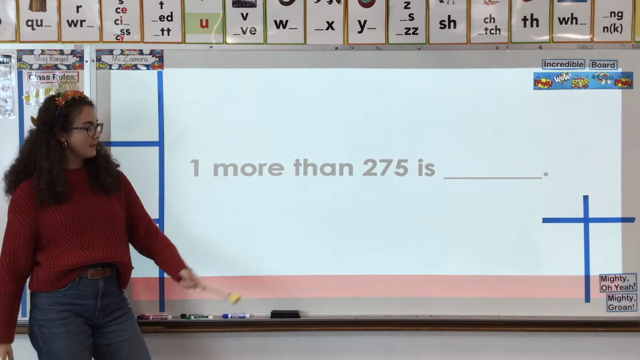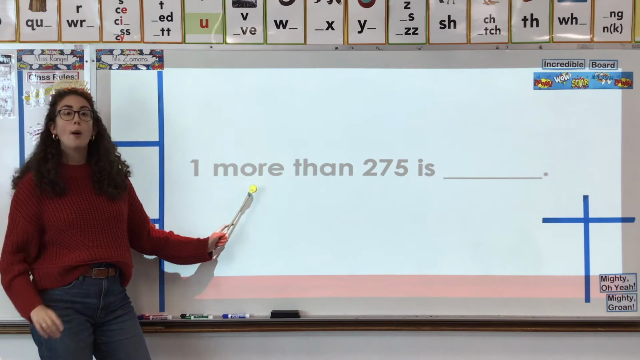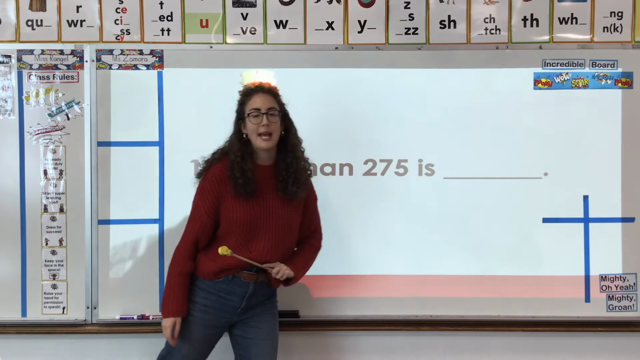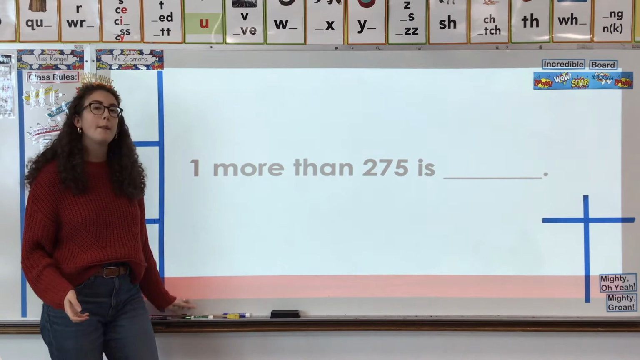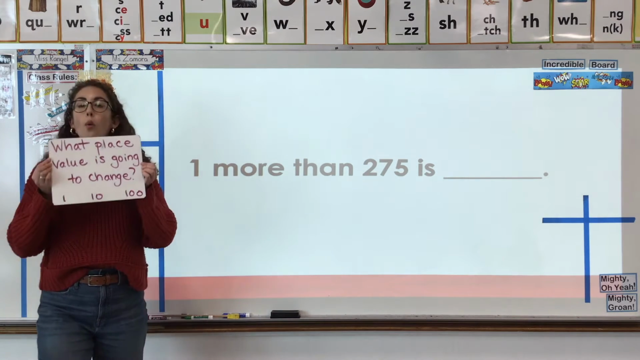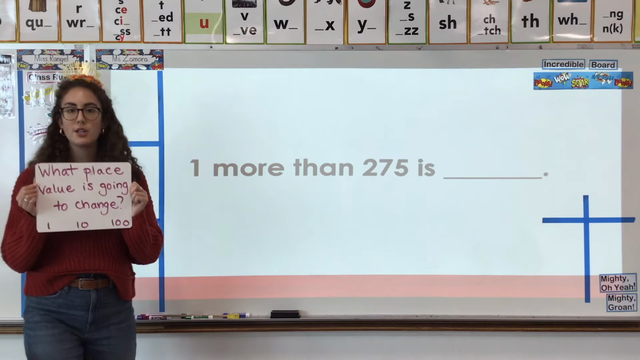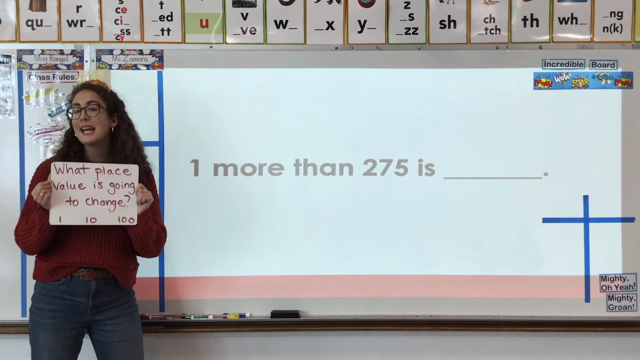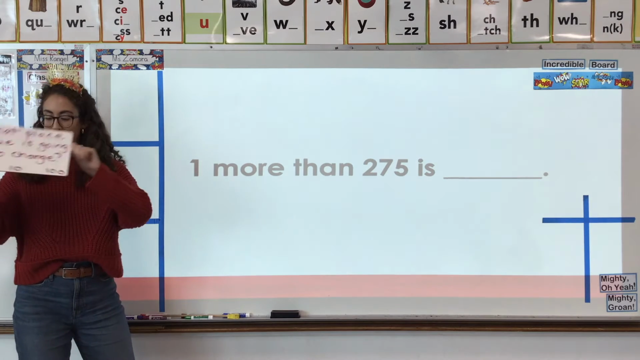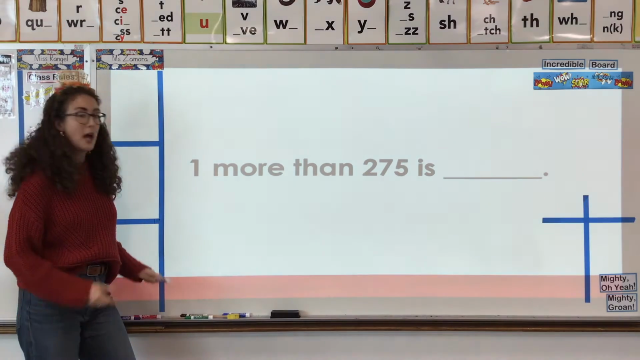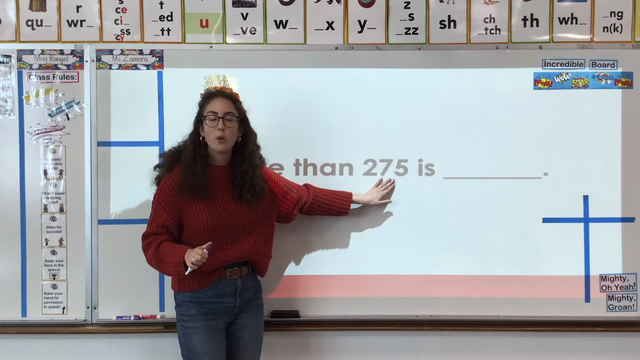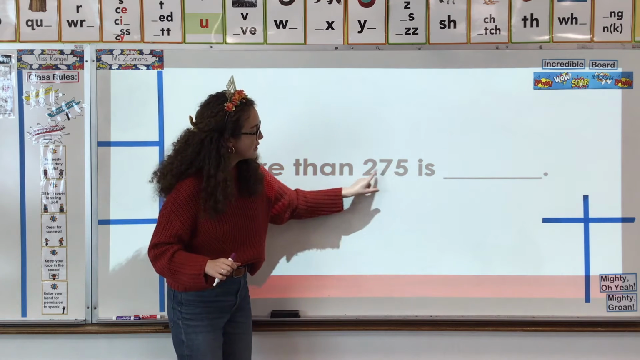Okay, can you read this with me? It says, 1 more than 275 is blank. So that's our job. What is 1 more than? Based off this number sentence, what place value is going to change? This is telling us that what place value is going to change? The 1s, 10s, or 100s? The 1s place, of course, the 1s place is going to change because we see that right in the front. So with 275, which digit is in the 1s place?